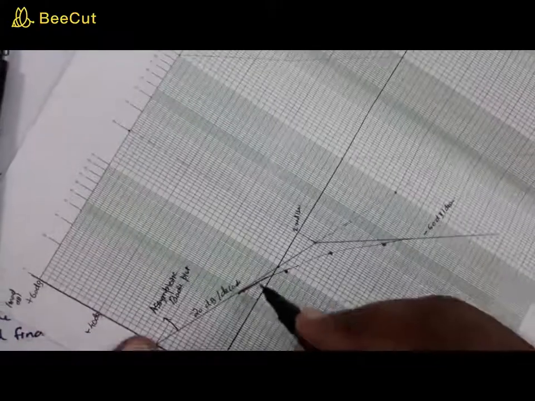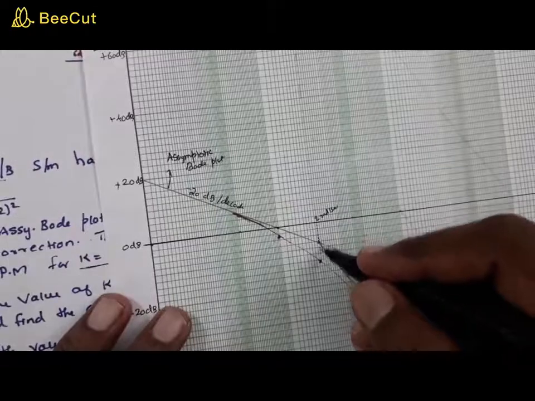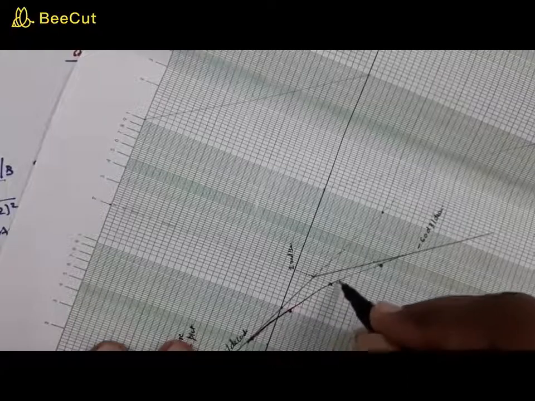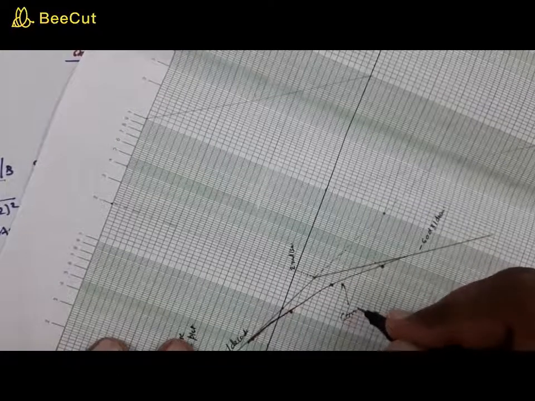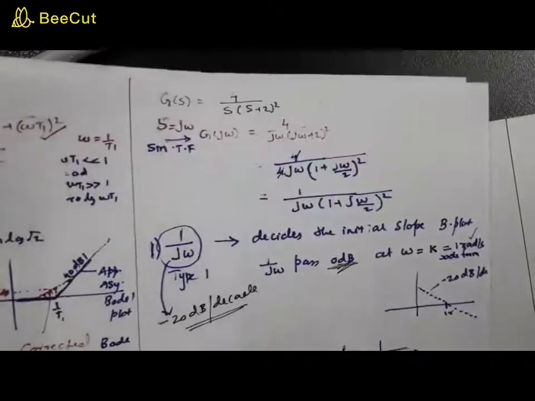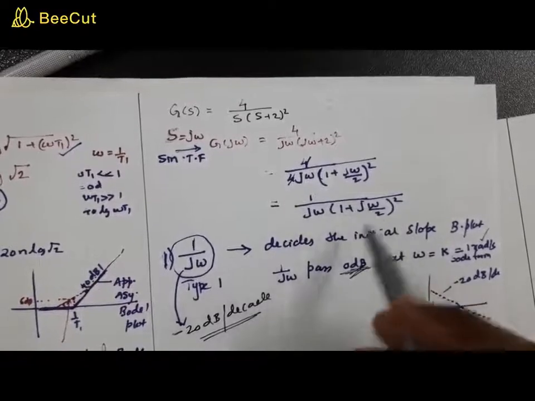As the frequency increases, what happens? This is actually the error, and you can see that the maximum error occurs at the corner frequency. So this is actually the corrected Bode plot, the colored plot. This is actually the corrected LM plot, logarithmic magnitude plot. Now this is actually the Bode form.